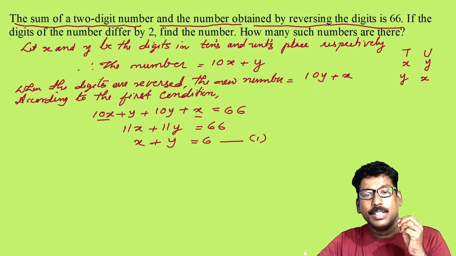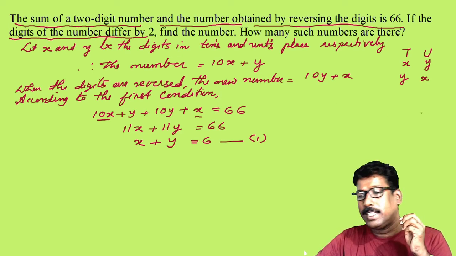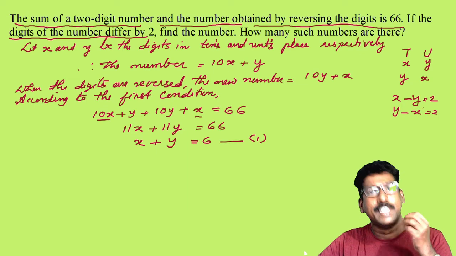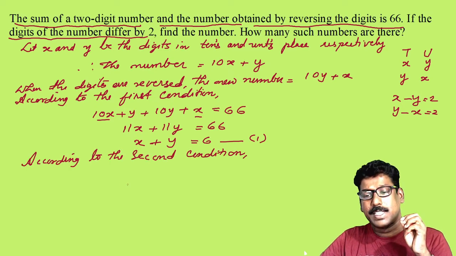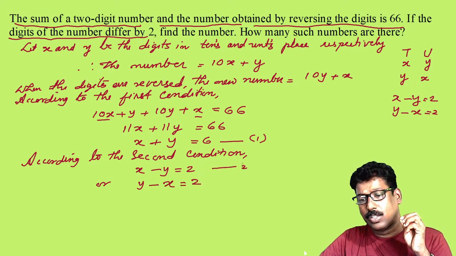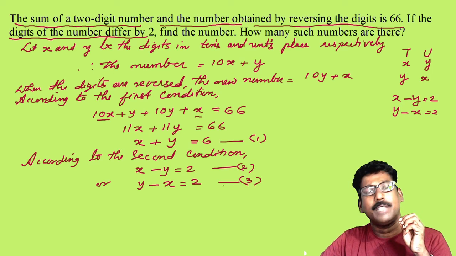Look at the second condition. The second condition is that the digits of the number differ by 2. We took the digits as x and y, and the difference of these two digits is 2. That means either x minus y can be 2 or y minus x can be 2, because we don't know which digit is greater. So here you will get 2 equations. According to the second condition, x minus y is equal to 2 or y minus x is equal to 2. This one you can take as equation number 2. The other you can take as equation number 3.